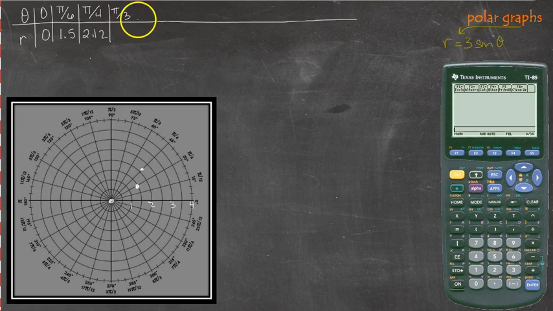So for pi over 3, I'm going to plug in 3 times the sine of pi divided by 3. And I want an approximate value. So 2.59. So now I can say 2.59. And that's much more useful for graphing. Here I am on my line, on my angle, pi over 3, and 2.59 is almost at 3. So right here.